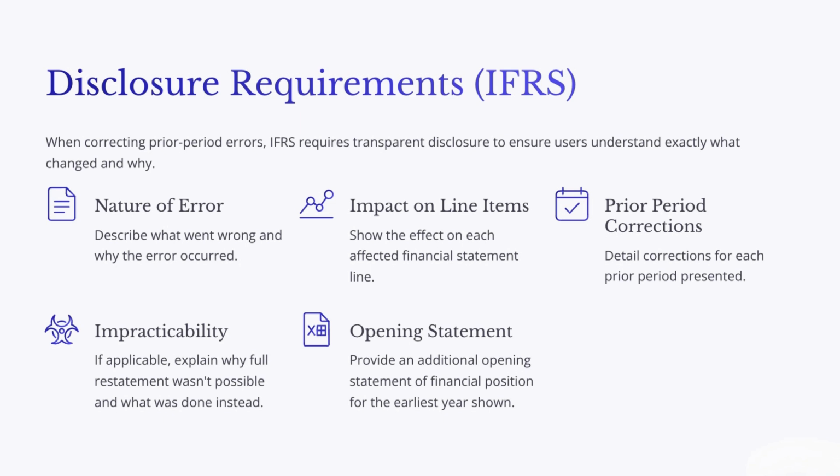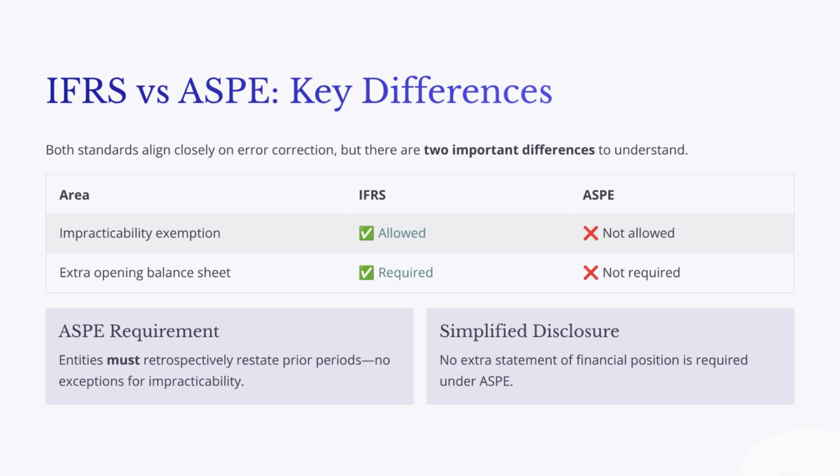Okay, now let's compare everything with Canadian private entity standards under ASPE. Both standards align closely, but there are two important differences. So under ASPE, entities must retrospectively restate prior periods. No extra statement of financial position is required.